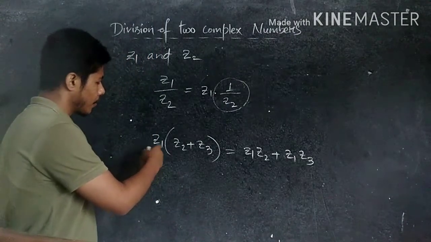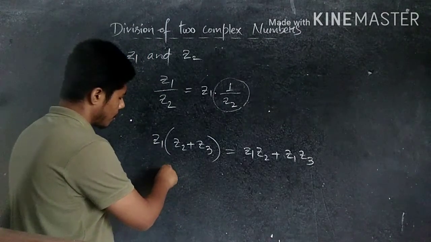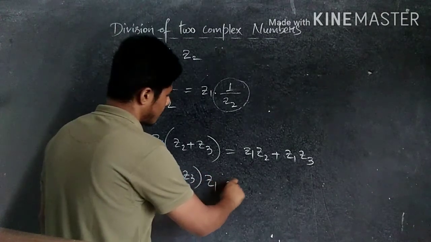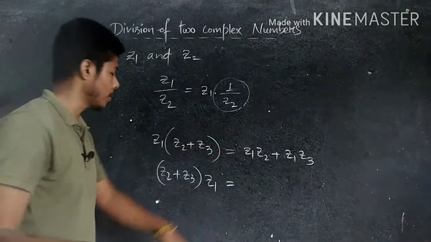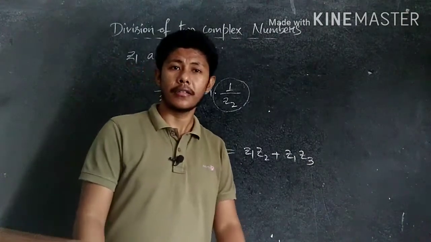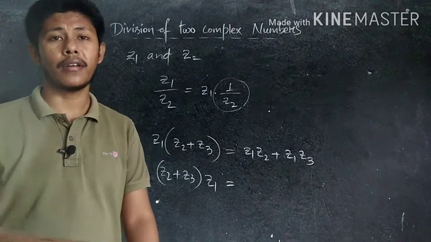So the same result we can write for this one also. Suppose z2 plus z3 is there and we have to multiply z1. The result we can write here also: z2 into z1 plus z3 into z1. Is it clear? So in this way also we can write down the result.